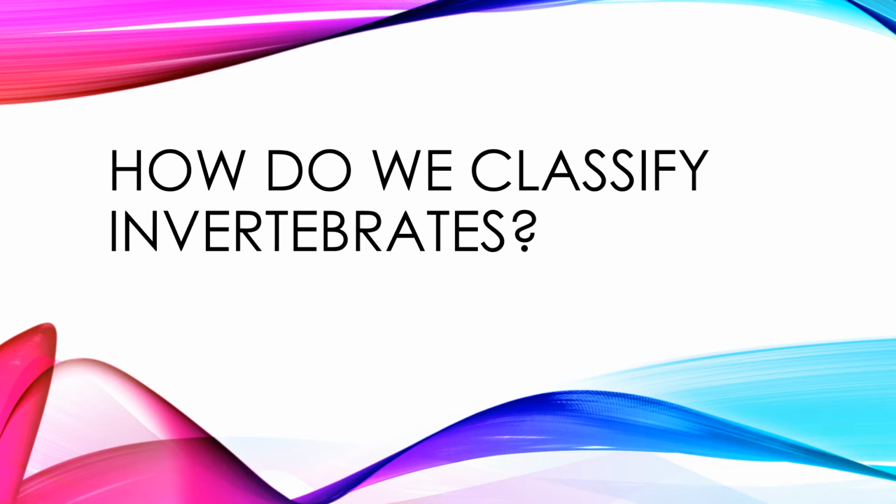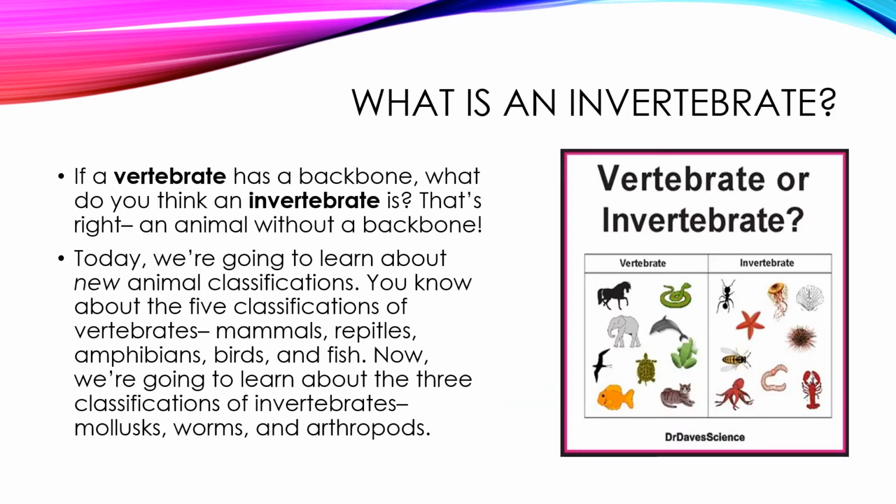Last time we had science class, we talked about vertebrates. Today we're going to be talking about how to classify invertebrates. First, we have to know what an invertebrate is. If we know that a vertebrate has a backbone, what can you infer that an invertebrate is? That's right, it's an animal without a backbone. So we're going to be learning about new ways to classify animals who are invertebrates.